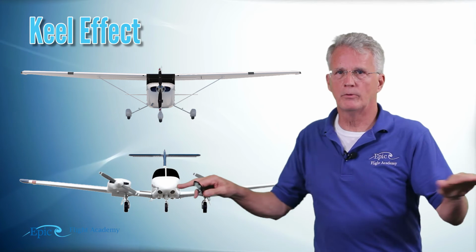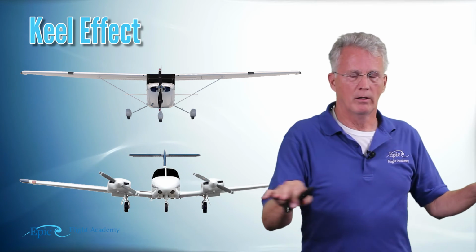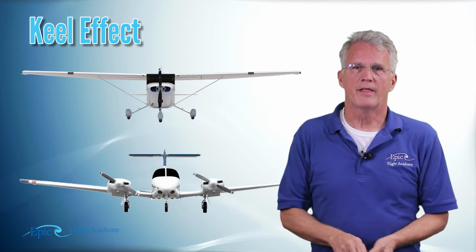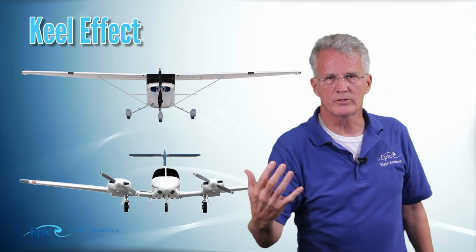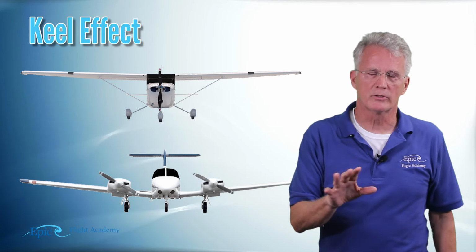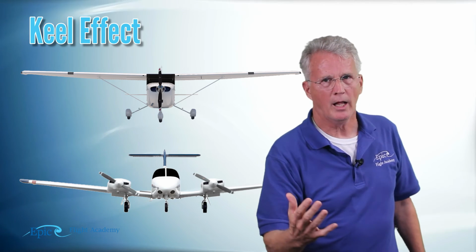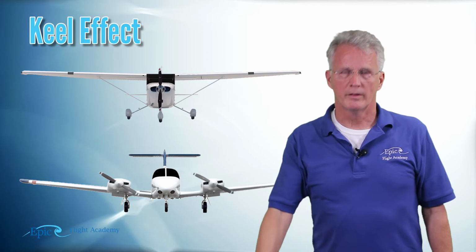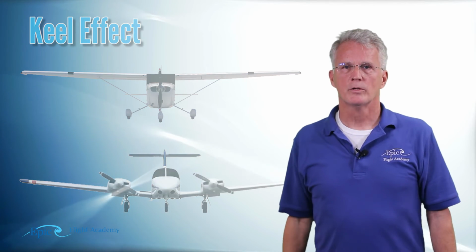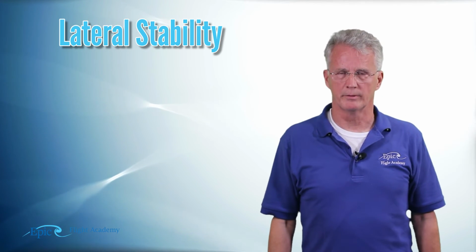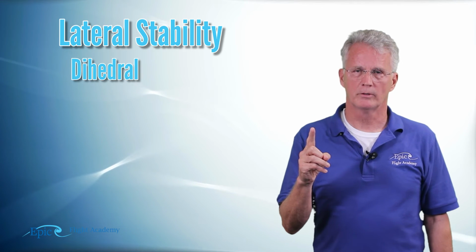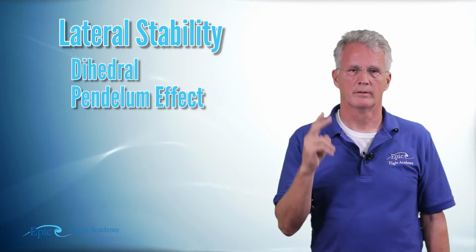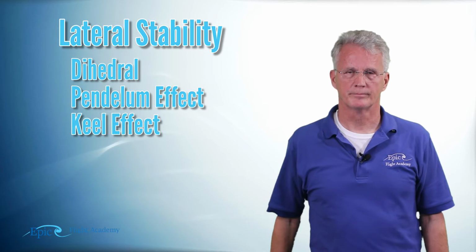When the airplane moves itself, yawing and rolling, that airflow hits that fuselage, and just like the keel on a boat, helps to stabilize it back to where it was. That's the keel effect. So lateral stability, we have dihedral, pendulum effect, keel effect.